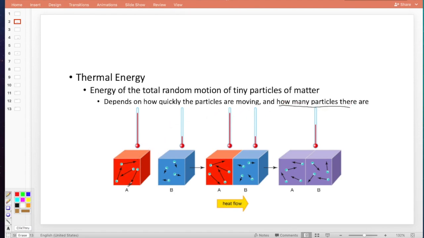But these guys on the left, substance A, you can see these particles are moving much more quickly. They have more motion, more kinetic energy. So we would say that substance A contains more thermal energy. You'll notice that it also has a higher temperature. But don't get this confused. Temperature is actually a different concept.